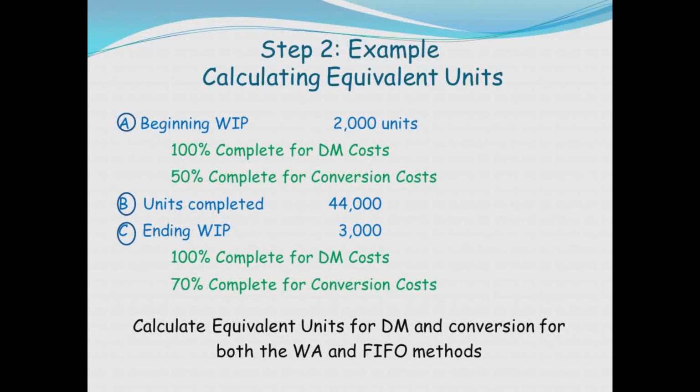And how about for conversion for weighted average? 46.1. Okay, I think you guys have figured that out. 44,000 plus 3,000 times 70%. How about FIFO direct materials? 45. Same as it was for weighted average, but you subtract out the beginning work in process for direct materials.